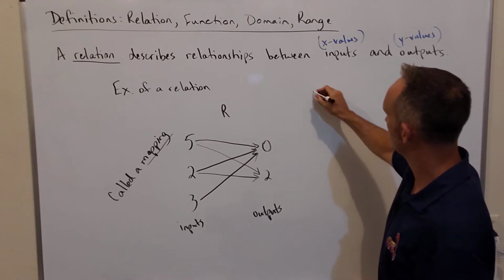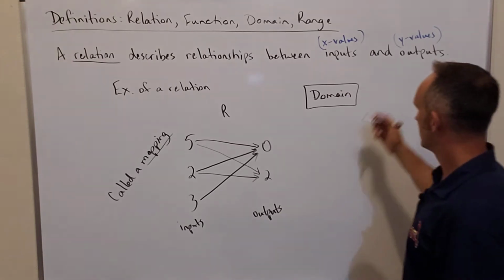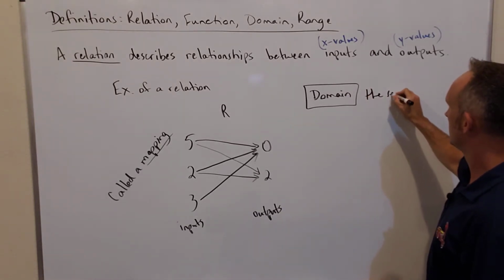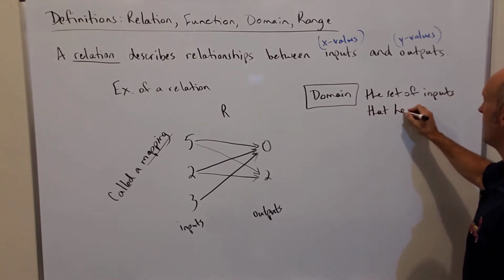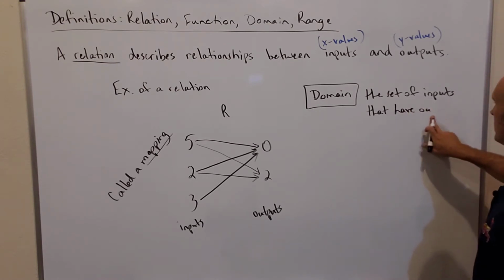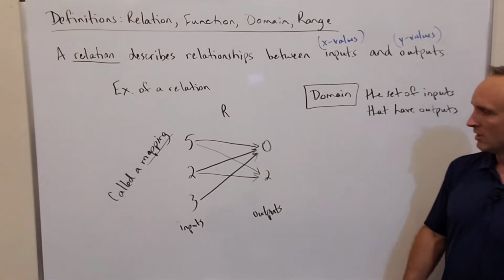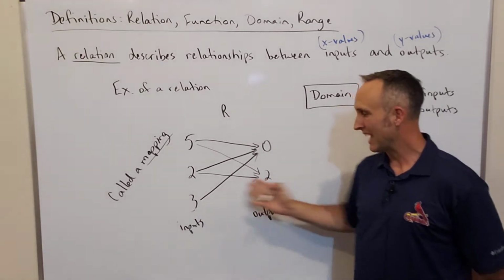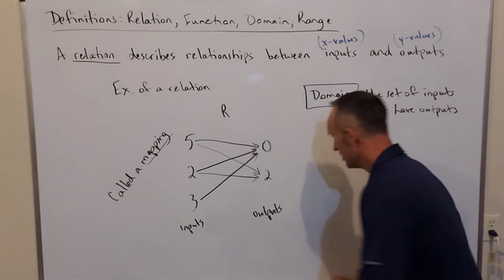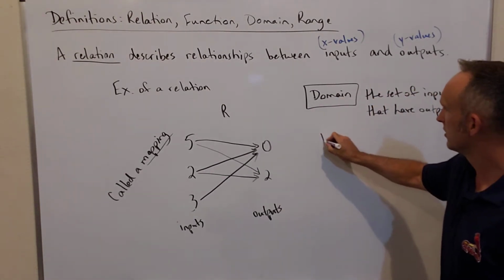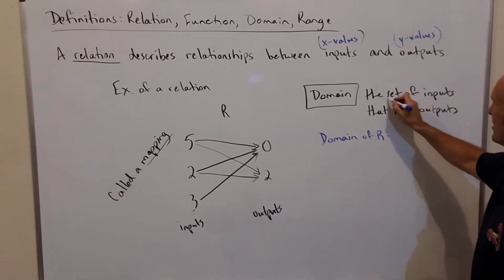So what is domain? Domain is the set of inputs that have outputs. And so, for example, in relation R, the number 1 does not have an output. So the number 1 is not in our domain. So in particular, the domain of this relation R is the set.